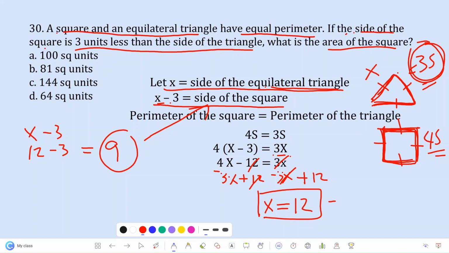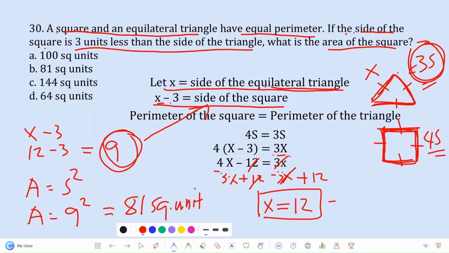So, ano ba ang formula ng area of the square? Formula ng area of the square is equal to A is equal to s squared. So, alam na natin na ang s, ang side ng square is 9. So, we simply substitute A is equal to 9 squared. So, A is equal to 81 square units. And that is letter B.